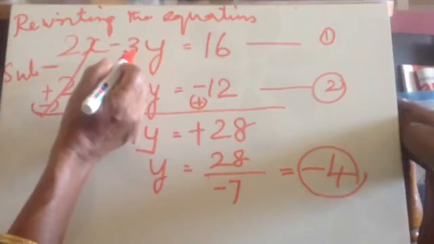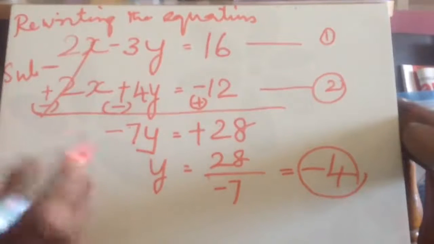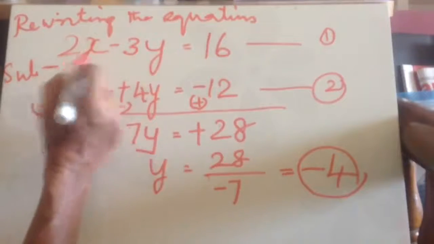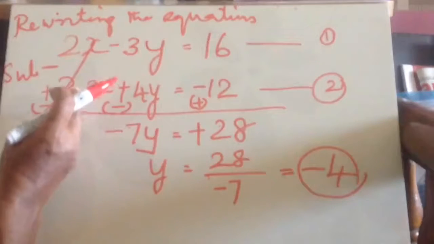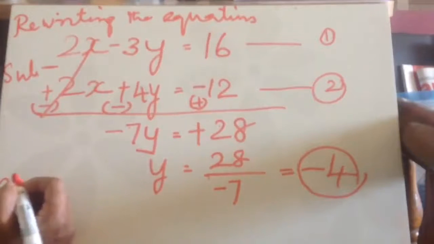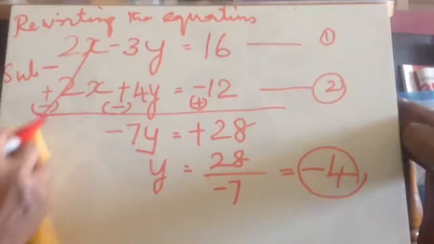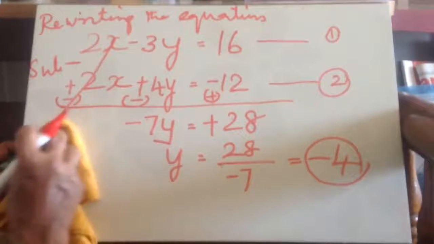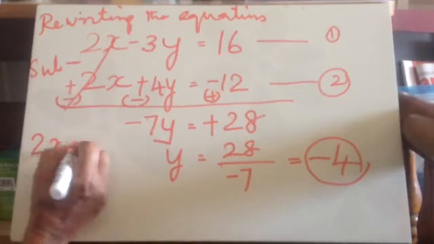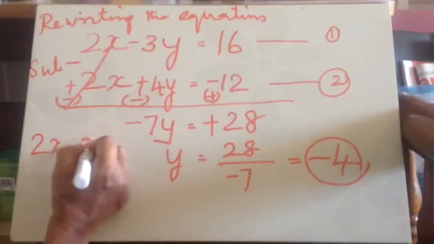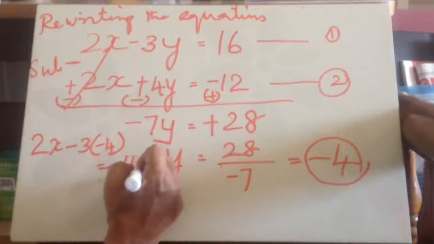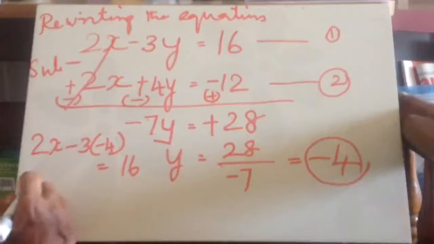Now can we substitute y here and find out the value of x? How to find out the value of x? We have to substitute the value of y in either of the equations. Let me take the first equation. I don't have a place, so let me rub it off and write it here. 2x minus 3y, 3 into minus 4, is equal to 16.